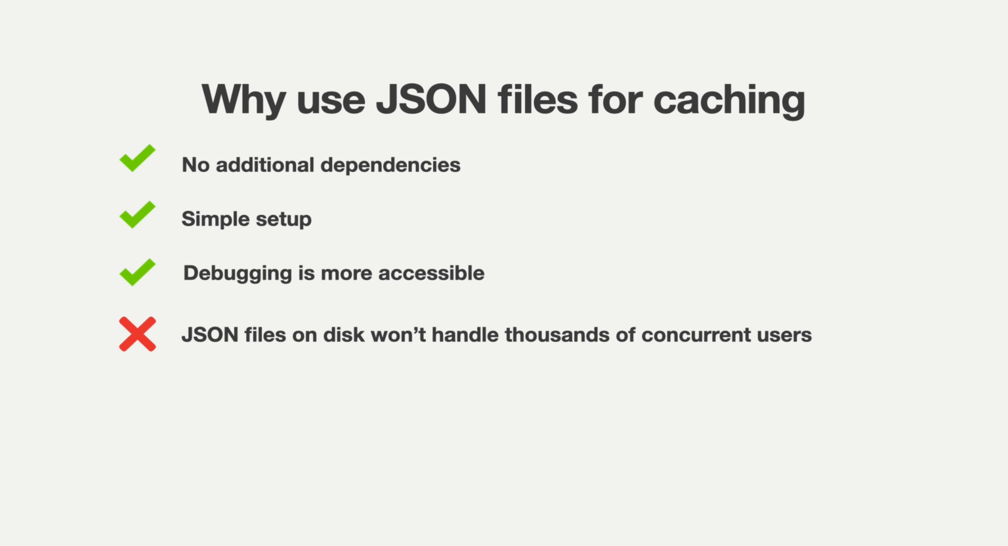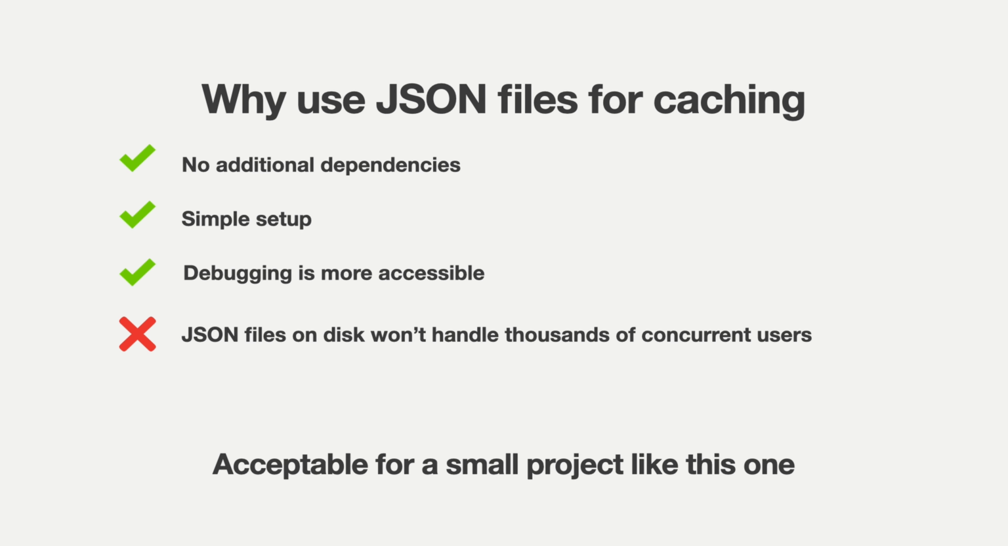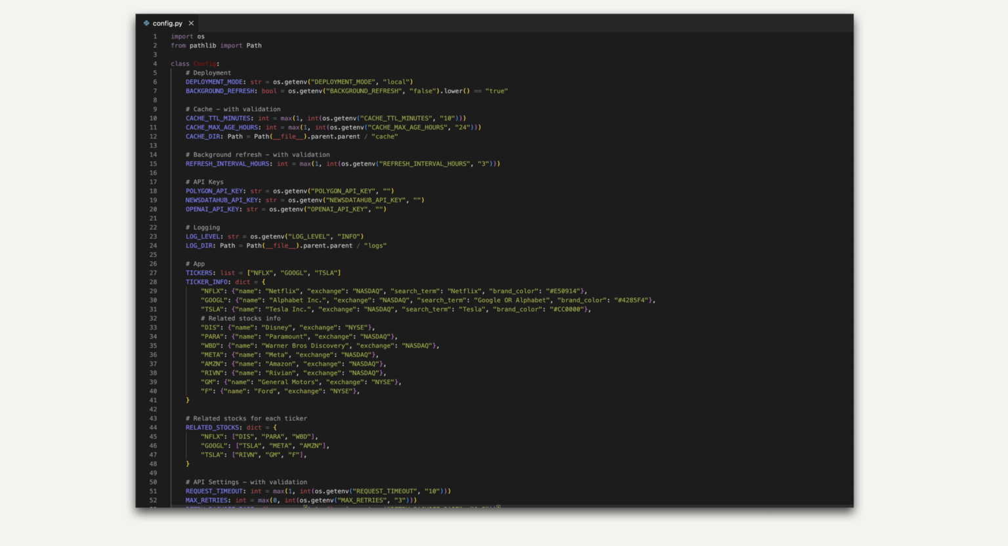The downside is scale. JSON files on disk won't handle thousands of concurrent users, but for a dashboard with a handful of users, this is a practical solution that works. And one more thing, if you want to change the stocks or add more stocks, you just modify config.py. You add an entry with the ticker symbol, company name, and related competitors. The UI, cache, and services don't need any changes. They read from the config file.